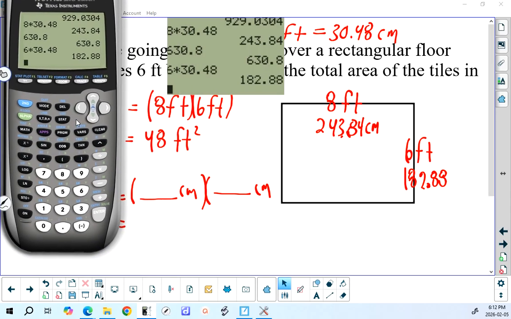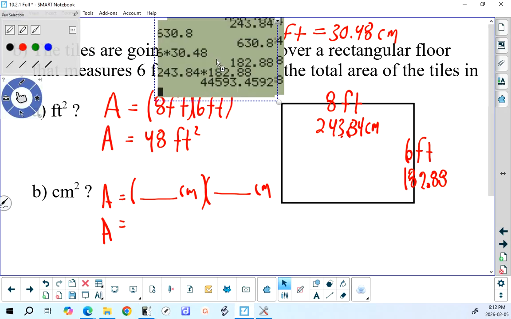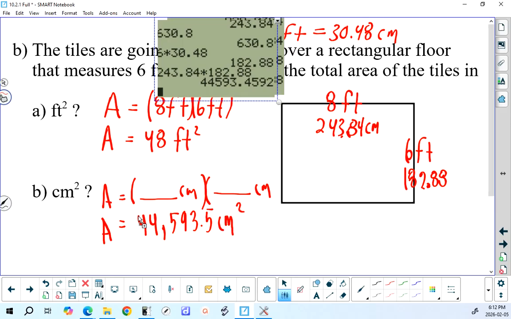So I'm going to take the 243.84 and multiply by the 182.88, and I get 44,593.5, we'll say, and that would be square centimeters.